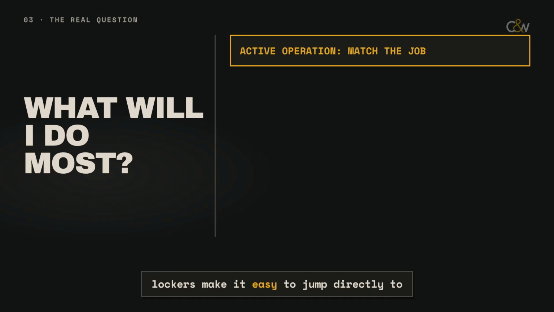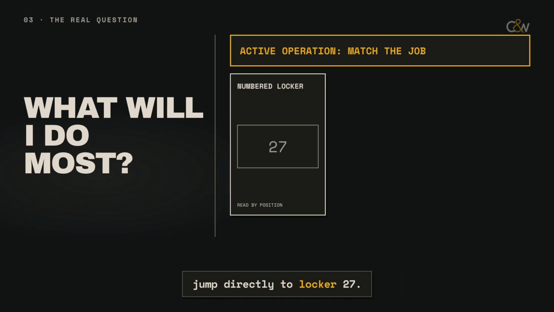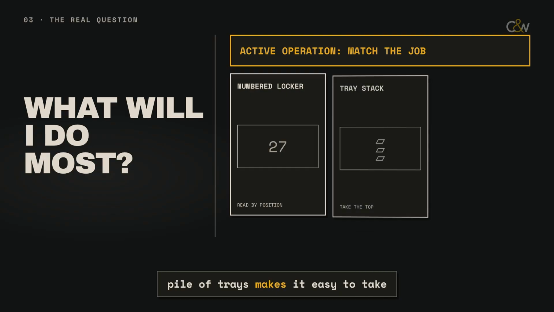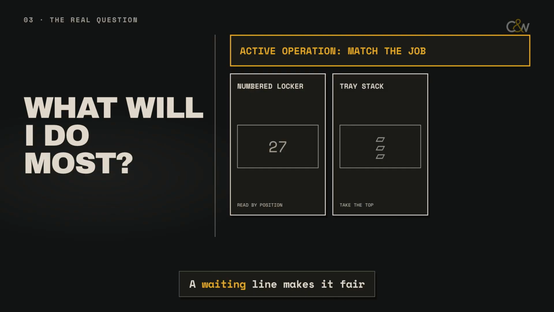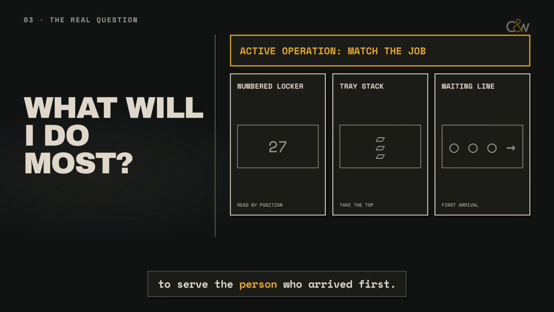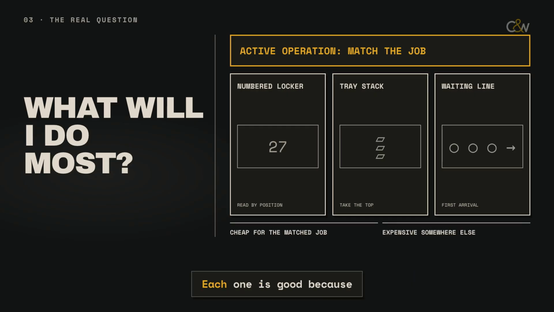Numbered lockers make it easy to jump directly to locker 27. A pile of trays makes it easy to take the top tray. A waiting line makes it fair to serve the person who arrived first. None of these arrangements is universally best. Each one is good because it matches a particular job.